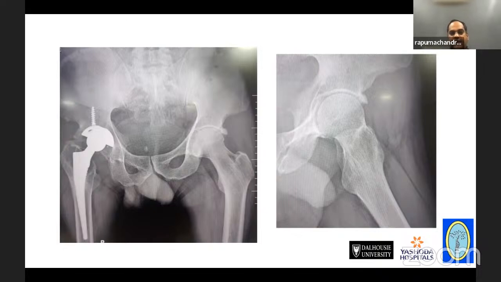So, with the permission of the chair, if I could stop and ask my colleagues, Professor, what would you offer this patient at this age?